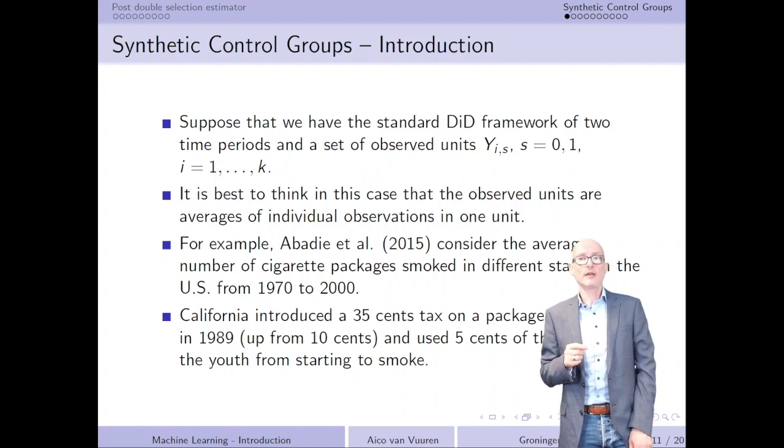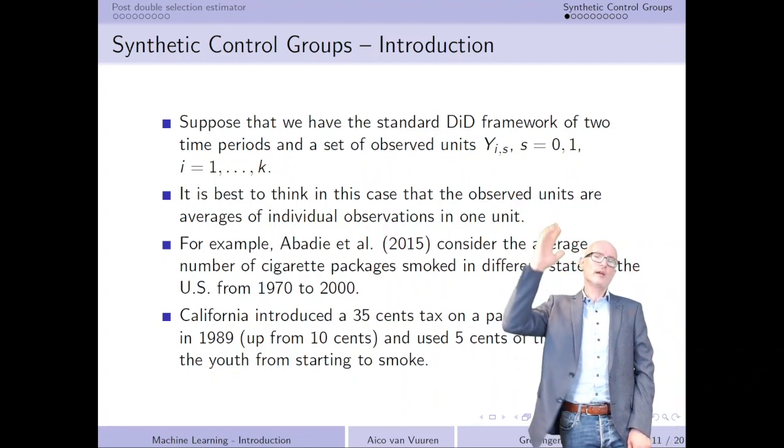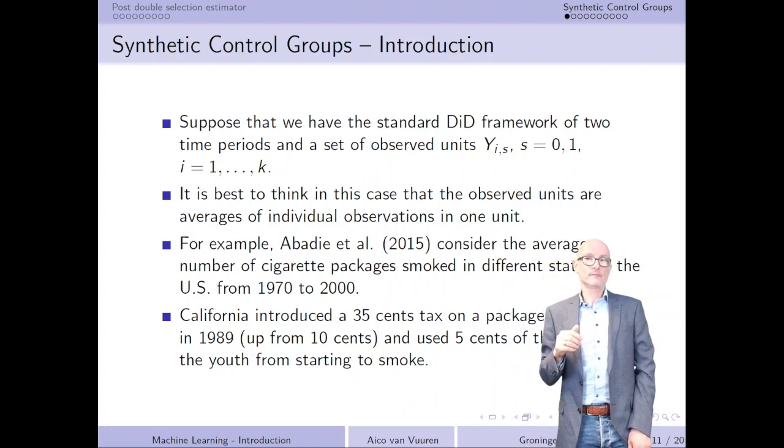California introduced a 35 cents tax on a package of cigarettes in 1989. In order to give you some idea of how large this increase was, the original taxes were only 10 cents, so it was increased by 25 cents.